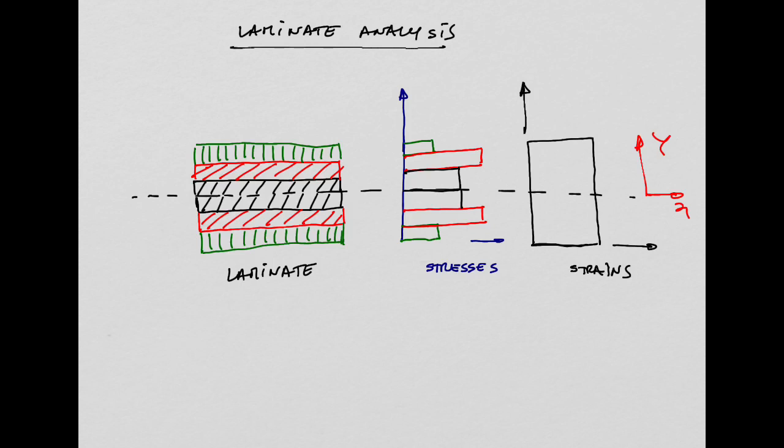So why do we need to do that? Because when I impose a deformation on my laminate, if I know the stiffness of the laminate, I can obtain the stress for the laminate in the global coordinate system. And then if I want to know the stress for each ply, I just need to do a stress transformation to transform the stress from the global to the coordinate system of the ply, which of course depends on the orientation of each ply.